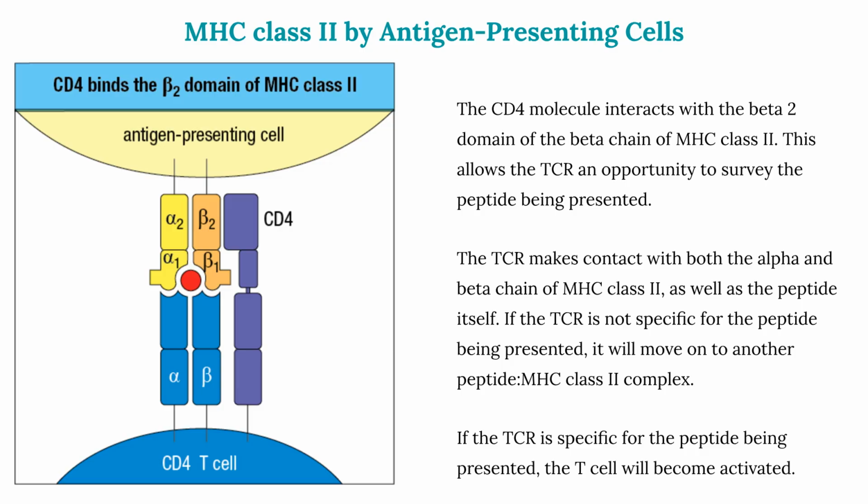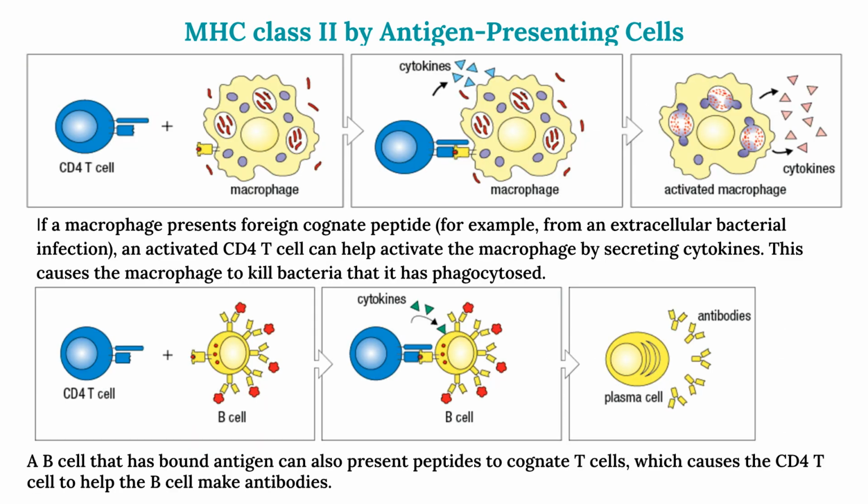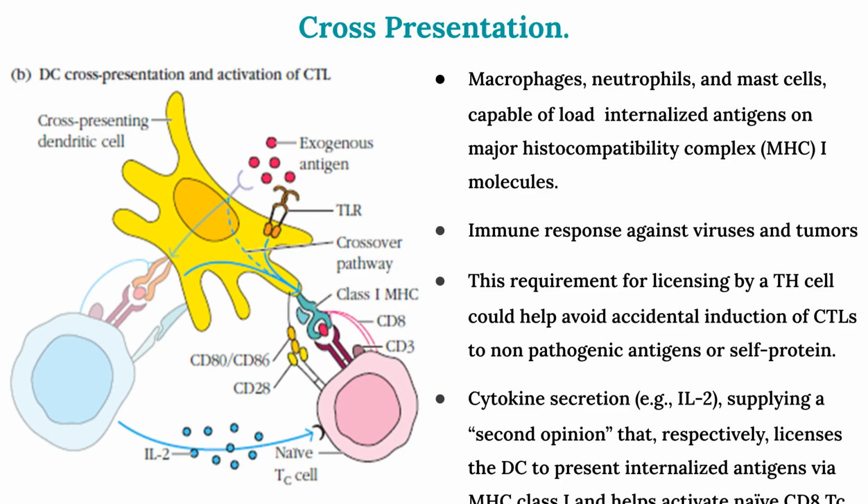The CD4 molecule on T cells interacts with MHC Class II, enabling the T cell receptor to survey the presented peptide. If the TCR specifically recognizes the peptide, the T cell becomes activated. Activated CD4 T cells can enhance immune responses. For example, they help macrophages kill phagocytosed bacteria by secreting cytokines, or assist B cells in producing antibodies when they present cognate antigens.